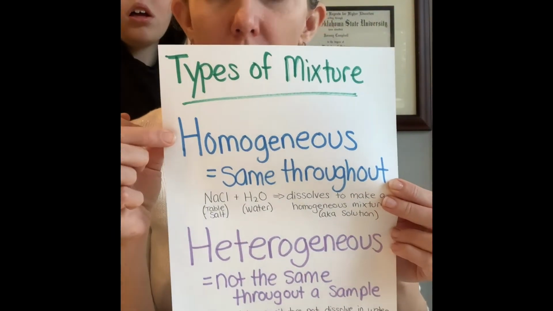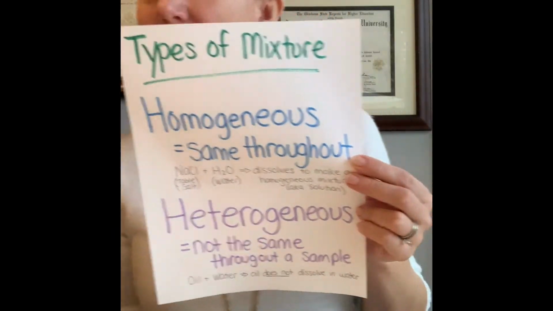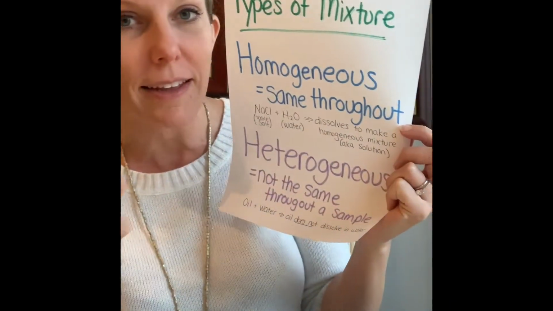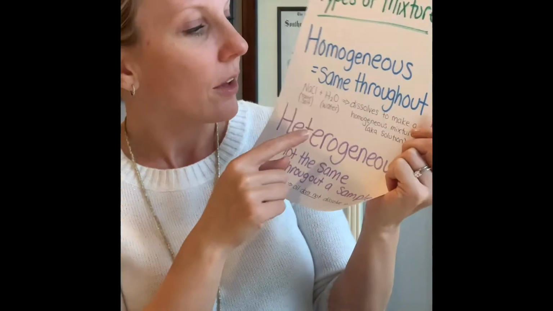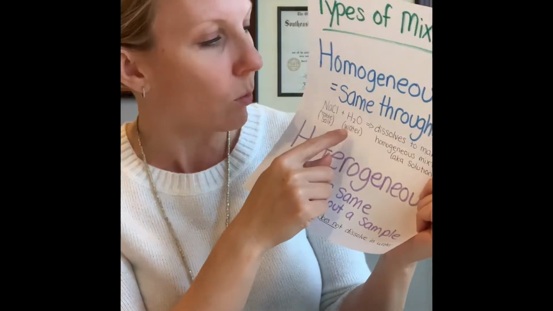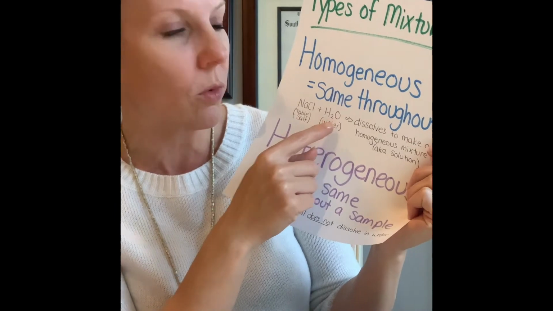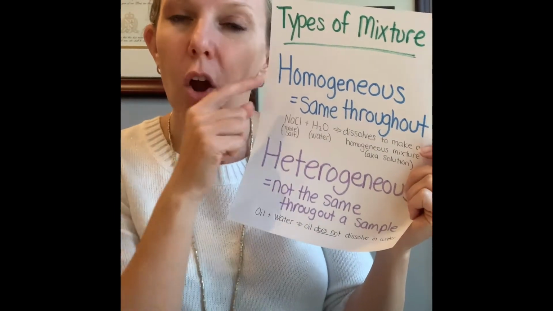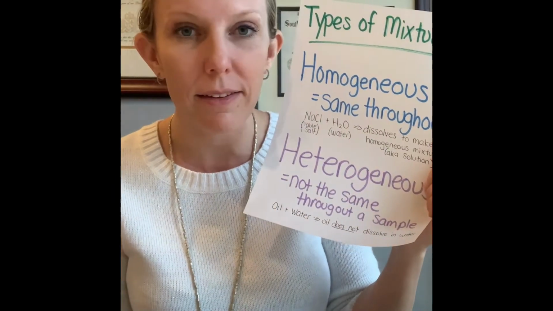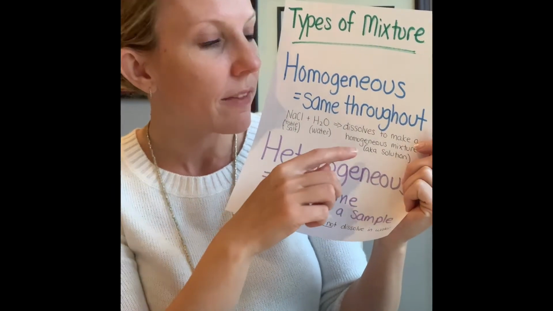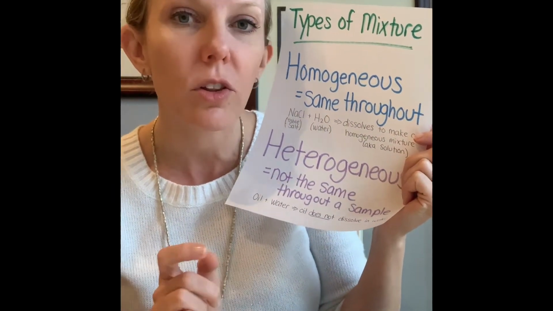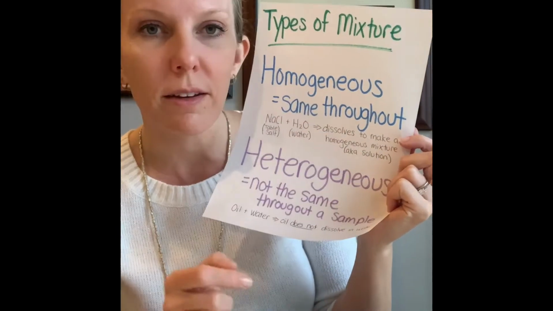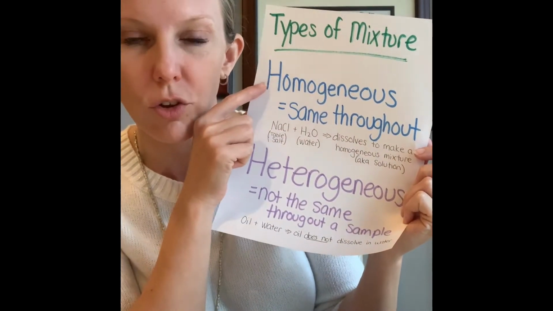If it's homogeneous, Holly, will you step over to the side so you can see the sheet too? Homogeneous means that if I take a sample, no matter what sample I take, it's going to be the same. So like the table salt and water, NaCl and H2O, when we mix them, the salt dissolved. That's a homogeneous mixture. It's equally salty throughout. That's called a saline solution. A solution is another word for a homogeneous mixture.